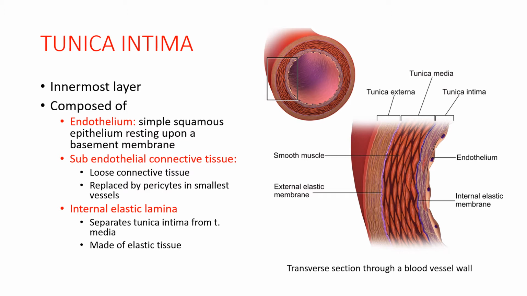So let's discuss the innermost layer of any blood vessel, that is the tunica intima. As you can see here, this is a transverse section of a blood vessel wall. The lumen is on this side. So the innermost layer here, this is the tunica intima. It comprises an endothelium, which is the lining epithelium of this blood vessel. It is made up of simple squamous cells. So these are flattened in the transverse section.